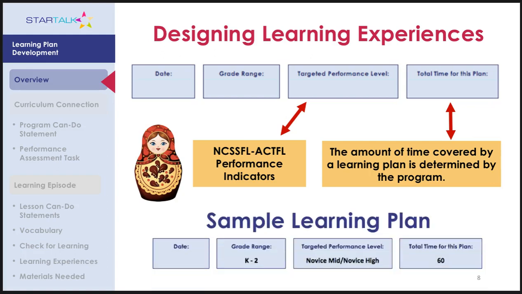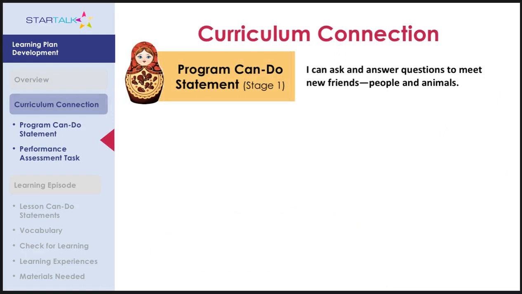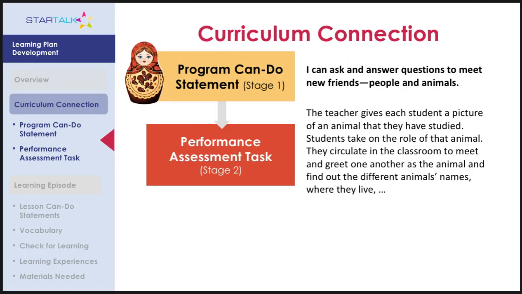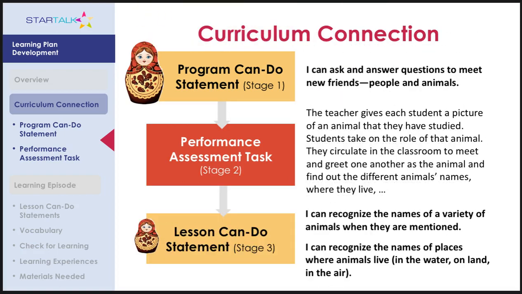And so here you see a sample with a grade range of K2, an identified targeted performance level of novice mid, novice high, and a determination that this learning plan would last for 60 minutes, meaning that it would have no more than 2 learning episodes. Looking at, then, the program can-do statement, the performance assessment task, and the lesson can-do statements, with that in place, programs are ready to move forward.